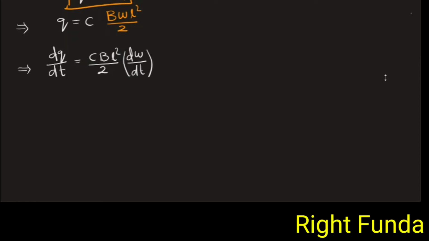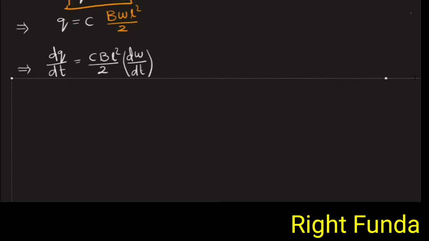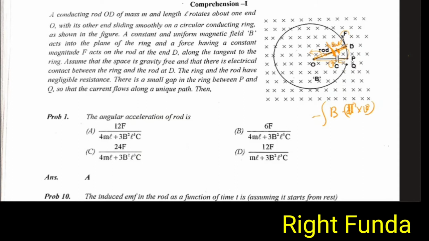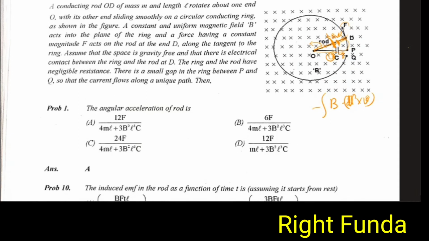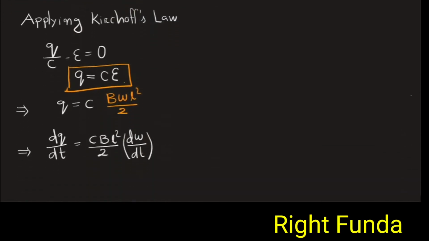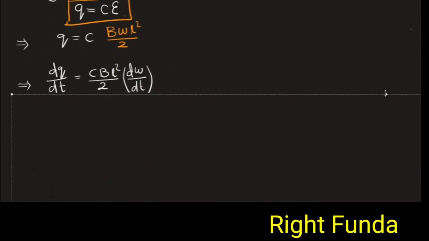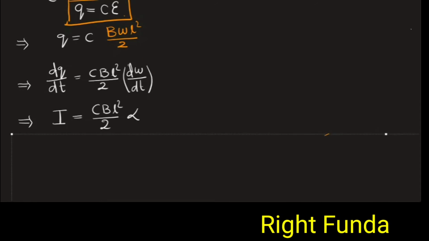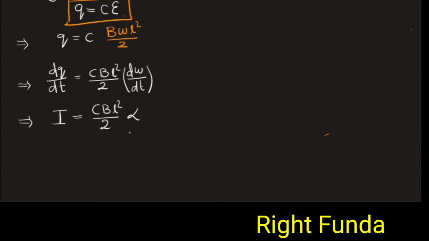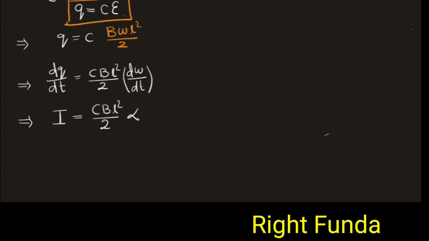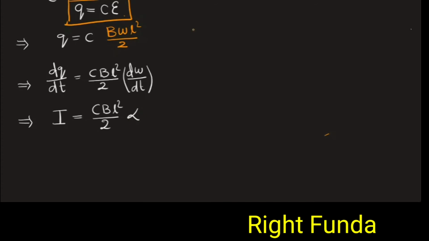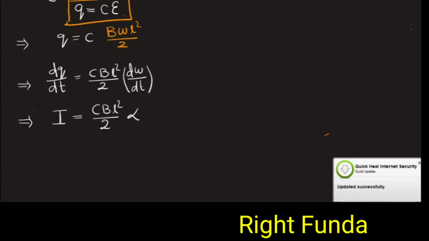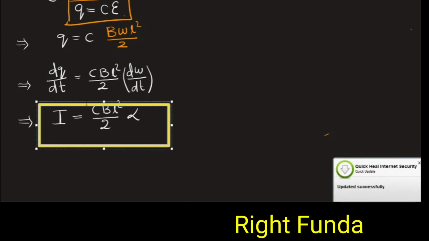dQ by dt, where Q is the charge on this plate of the capacitor; Q and minus Q charge will be separated. This Q we have calculated like this, and this dQ by dt we have taken as the current. The current flowing to the rod can be written as I is equal to C B L square by 2 into d omega by dt, the rate of change of angular velocity, which is nothing but alpha. So I is equal to C B L square by 2 into the angular acceleration of the rod, and we got the current as a function of angular acceleration.